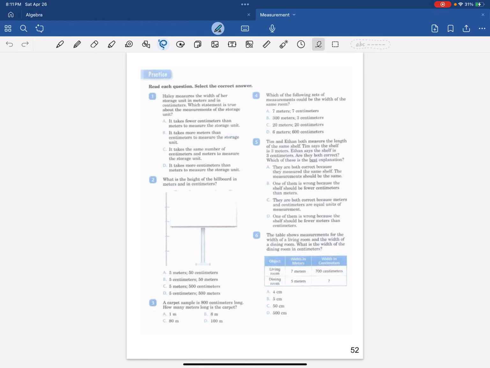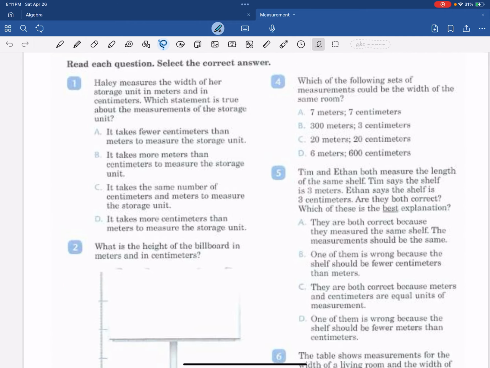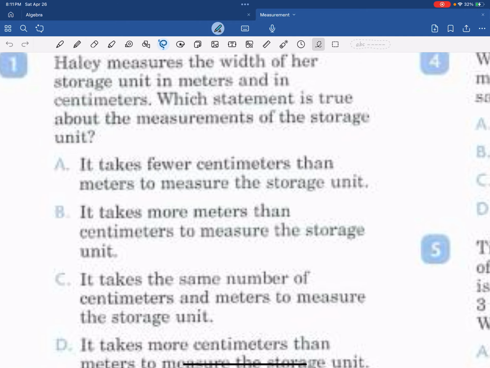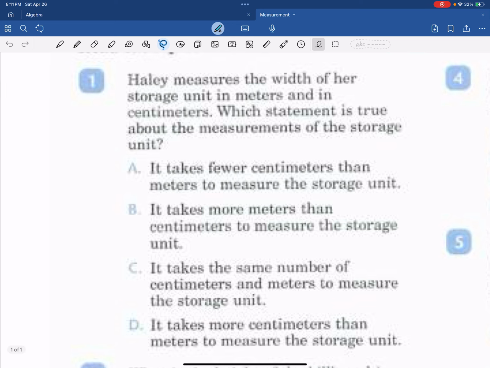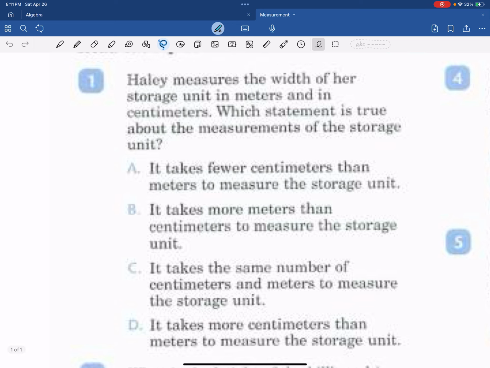Here is the second measurement page. This is page 52. Haley measures the width of her storage unit in meters and in centimeters. Which statement is true about the measurements of the storage unit?